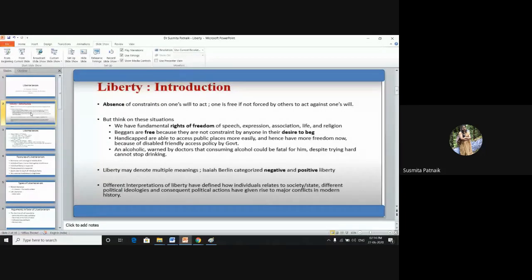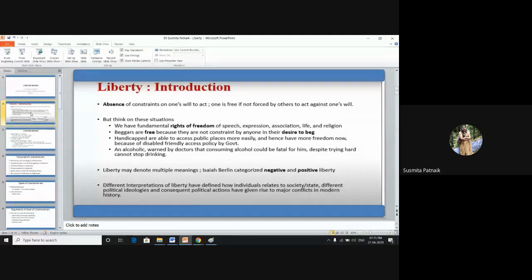But what happens then? If you swing your hands, this restriction will end, or your liberty will end where the other fellow's nose begins. The freedom of another individual: you can swing your hands, but when the other fellow's nose begins, your liberty will be ended. So this is the notion that is called liberty.